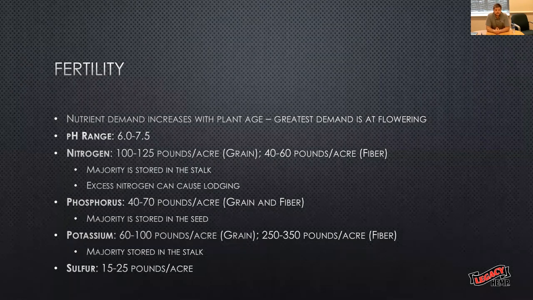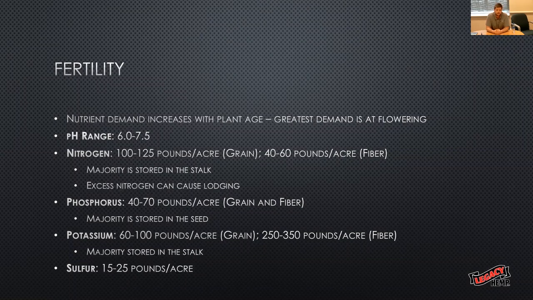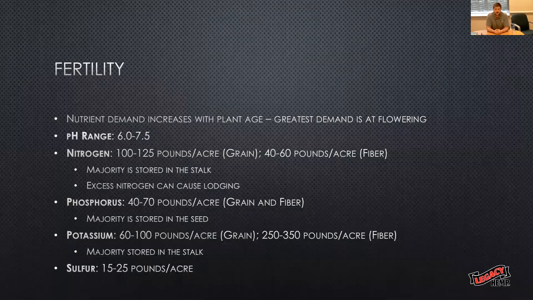As far as phosphorus is concerned, we generally recommend 40 to 70 pounds per acre for both a grain and fiber crop. The phosphorus is usually stored mostly in the seed itself. That is primarily where it's at, as well as the flowers during that flowering period.